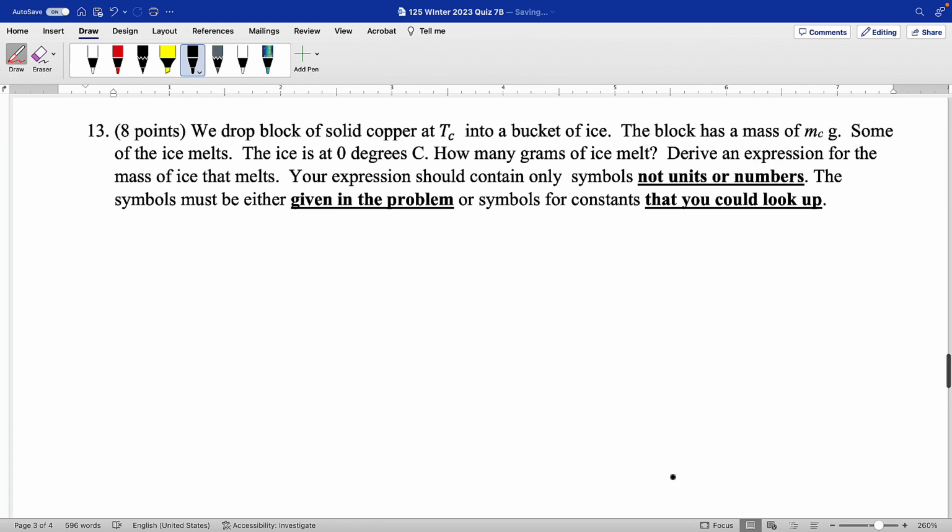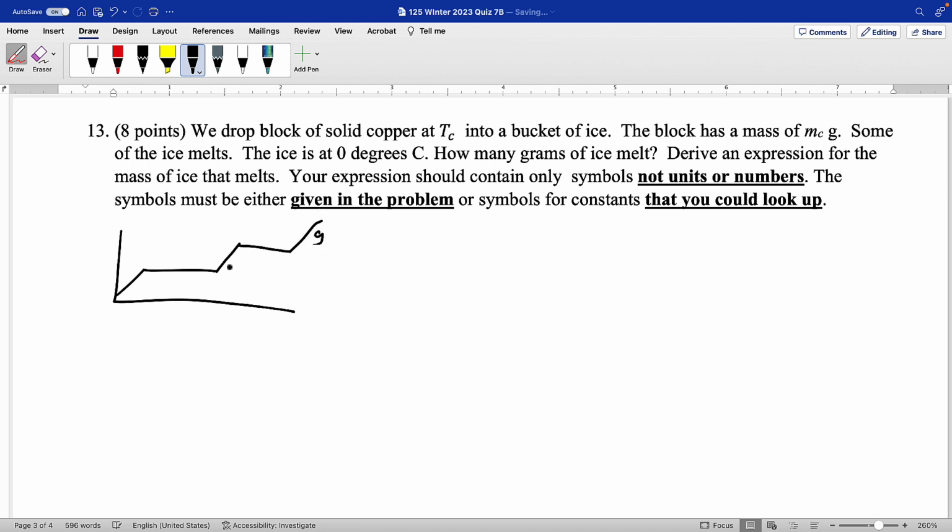All right, number 13. We drop a block of solid copper into a bucket of ice. The block has a certain mass, and some of the ice melts. We want to know how much melts, and the ice is already at 0 degrees C. Okay, so let's start with looking at the ice. Some of you drew a melting curve, which is a really good idea.